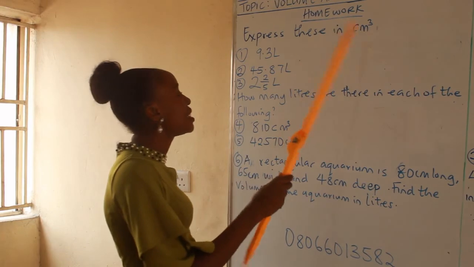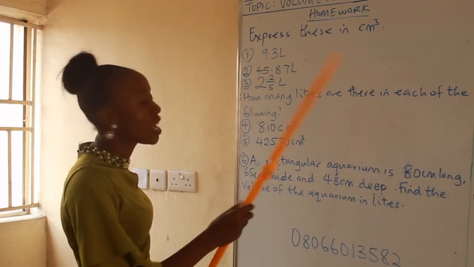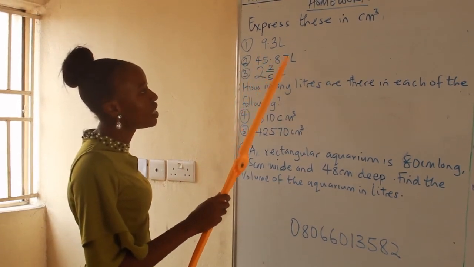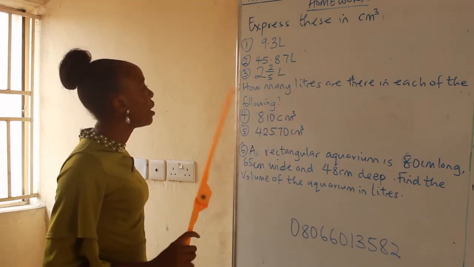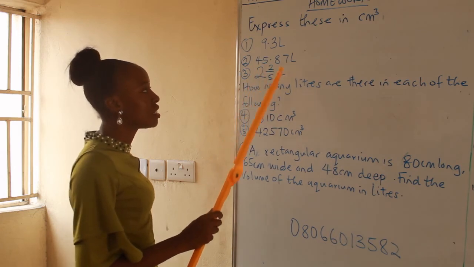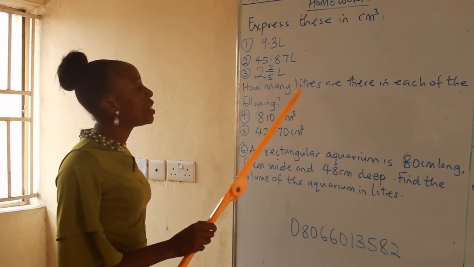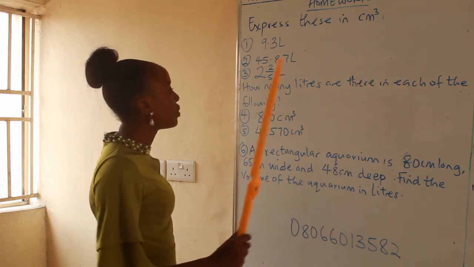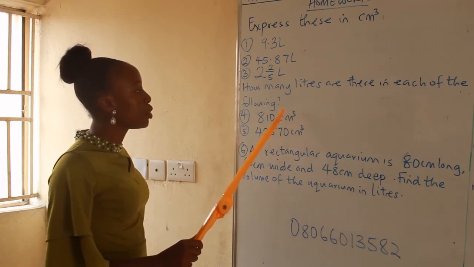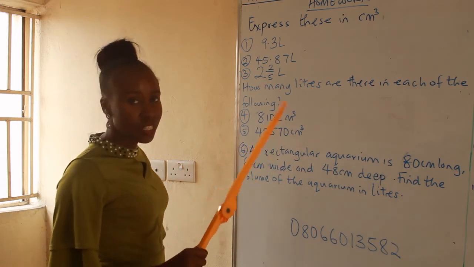Alright. I have an assignment for you, a homework. Express this in cm cube. Question number 1, you have to express 9.3 liters in cm cube. Question number 2, you have to express 45.87 liters also in cm cube. Question number 3, you have to express 2 whole number 2/5 liters in cm cube. Next is, how many liters are there in each of the following? How many liters are there in 810 cm cube? How many liters are there in 42,570 cm cube?